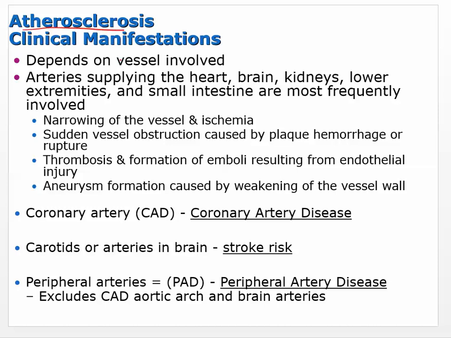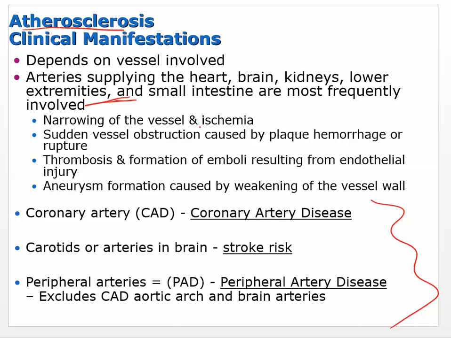Okay, so let's see. Atherosclerosis and clinical manifestations. Well, it depends. Depends on the vessel involved. But if you're talking about arteries, it's hard to find a good vessel. Okay, so they're all pretty much bad, but they tend to have different names as we have down here at the bottom. So it depends on the vessel involved. Arteries supplying the heart, brain, kidneys, lower extremities, and small intestine are most frequently involved. So none of those sound very good.